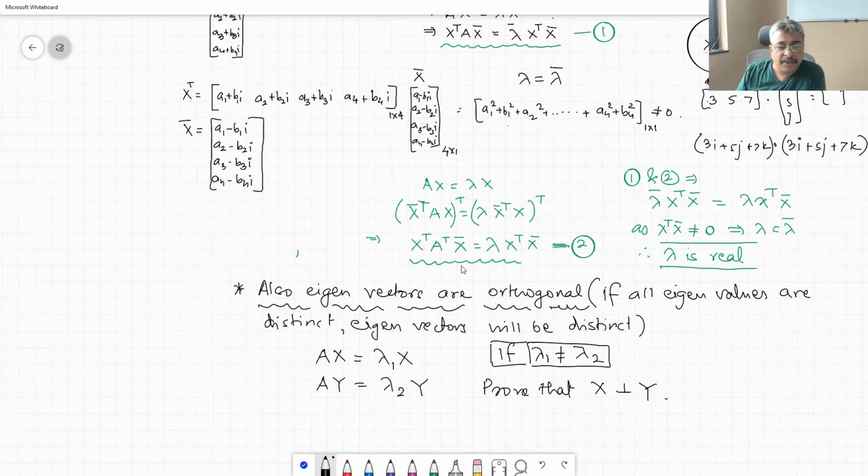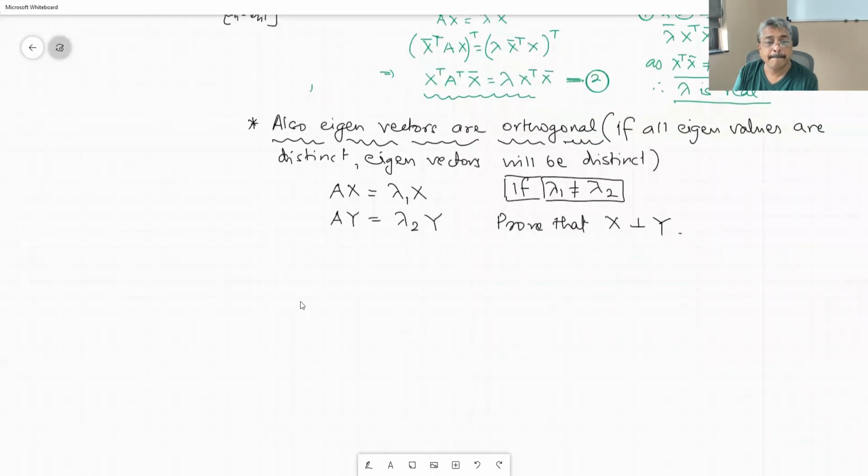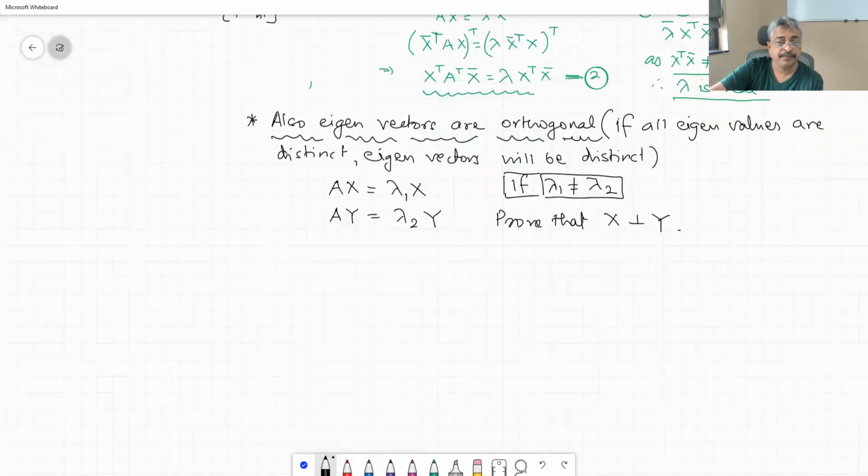Okay, so I wait for a couple of minutes and ask you to prove that X and Y are perpendicular eigenvectors. Okay, now somehow we are supposed to get lambda 1 and lambda 2 together, and we have to use these two equations. Therefore, by multiplying, see, X and Y are definitely non-zero vectors because they are eigenvectors.